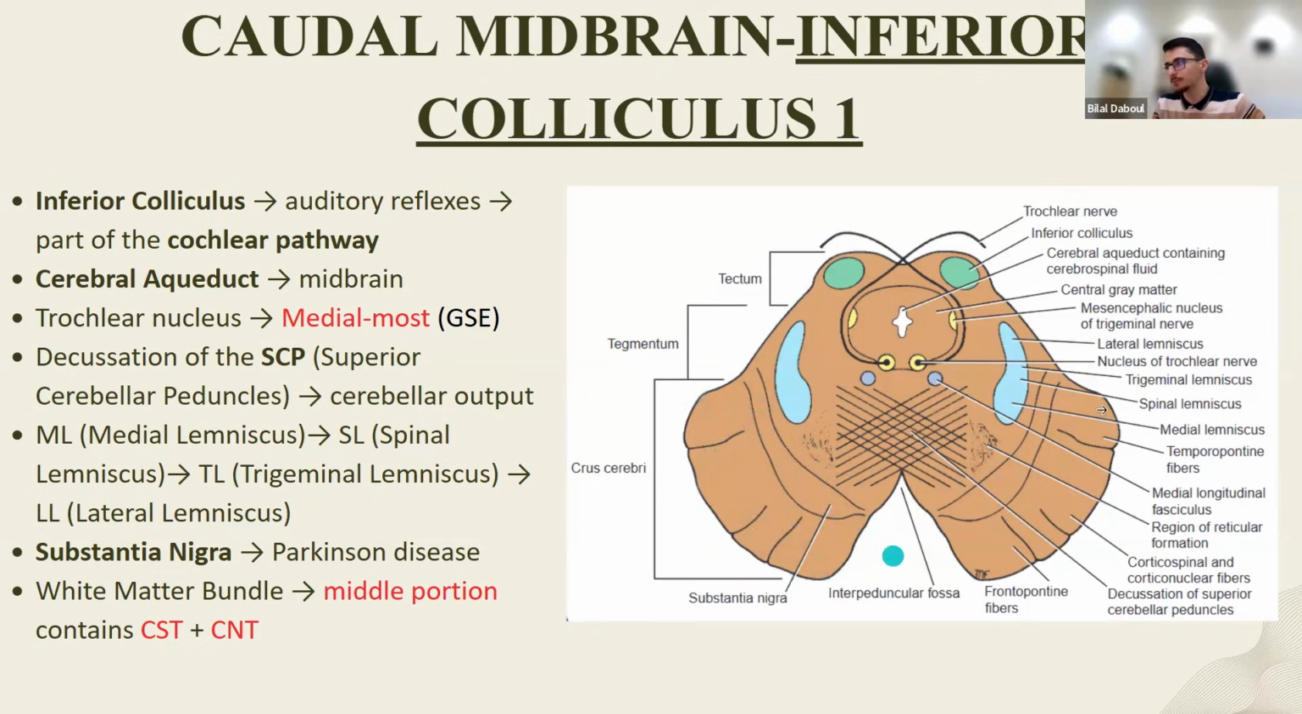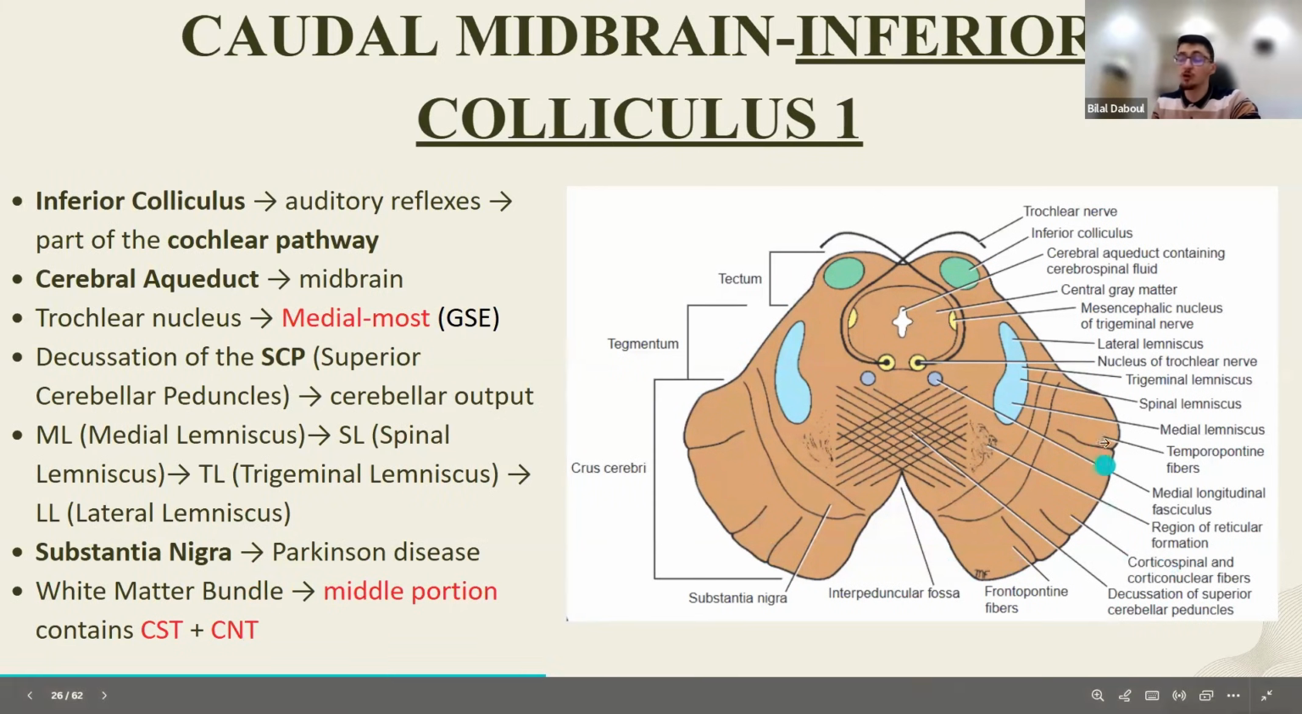Anteriorly, you have the crus cerebri. The crus cerebri contains, most importantly, the majority of corticopontine fibers that are descending through the midbrain, the ventral aspect of the midbrain. However, within the middle portion, the middlemost portion of the crus cerebri, we have the corticospinal, corticonuclear fibers. And this is very important because it would correspond to the lesion.